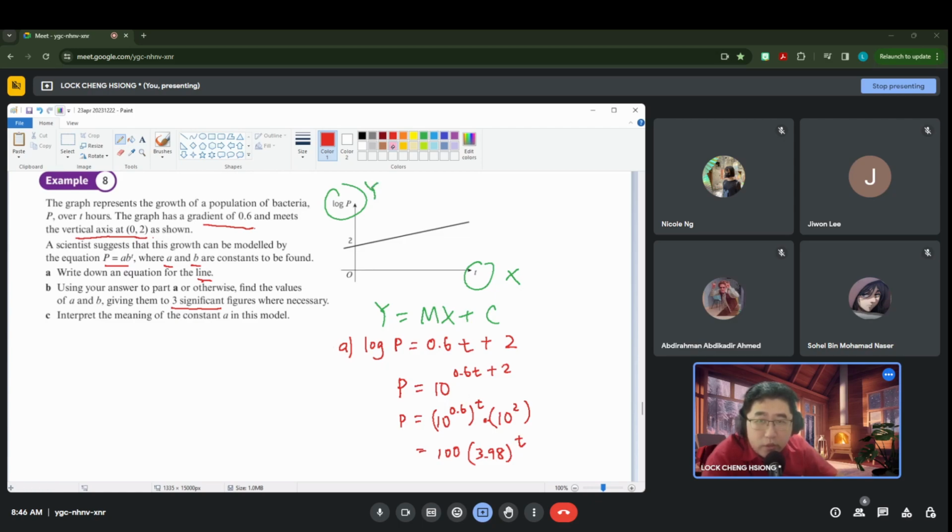After doing this, what does it mean? My value of A is 100. My value of B is 3.98. Interpret the meaning of the constant A in this model. What does it mean by this constant A in this model? 100.